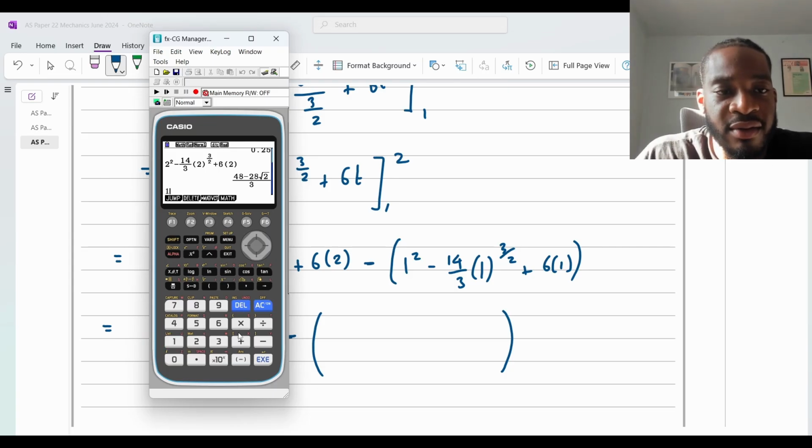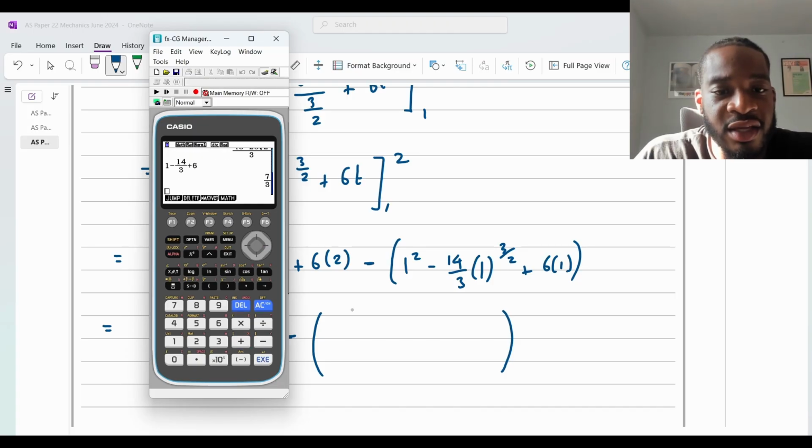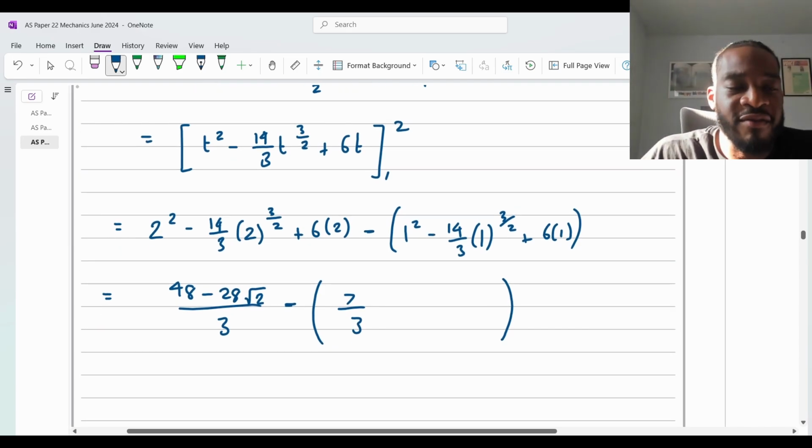That's going to be 1 minus 14 over 3. 1 squared is 1. 1 to the 3 over 2 is just 1. So that's just going to be 14 over 3 and then plus 6, because it's just 1 that we're plugging in. So we get 7 over 3 for that. So now we have that for both of them.